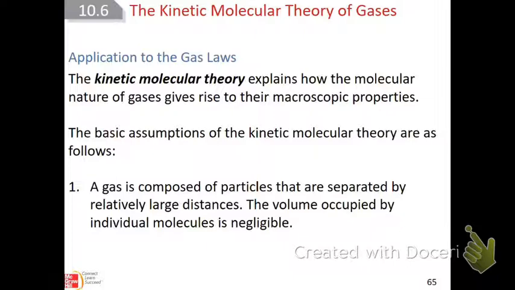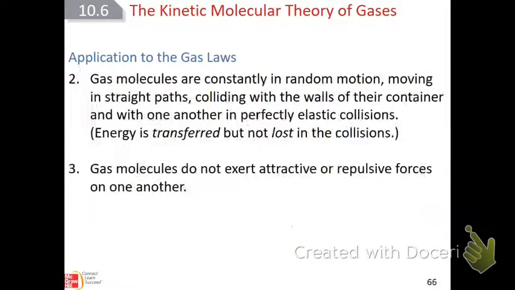A gas is made of particles that are separated far apart. We already talked about that. They're very far apart, and a gas is usually mostly empty space. Gas molecules are moving very fast, and they're in constant random motion. And those particles follow the law of inertia. They're going to travel in mostly straight lines, and they're going to hit the walls of the container, and they're going to run into each other. And they're going to have perfectly elastic collisions.